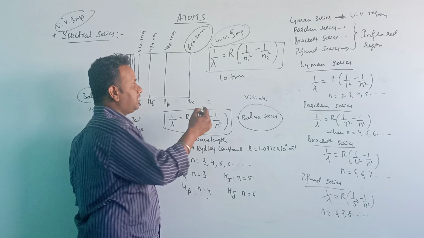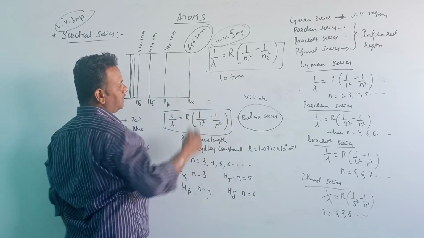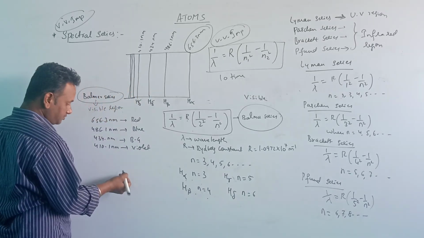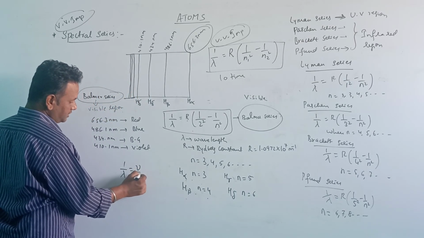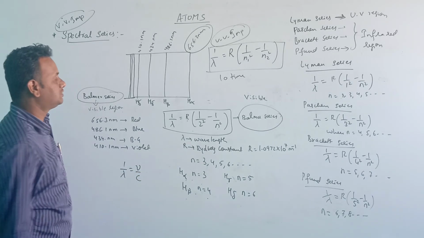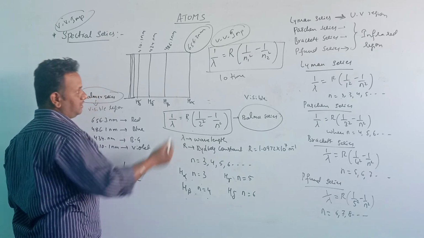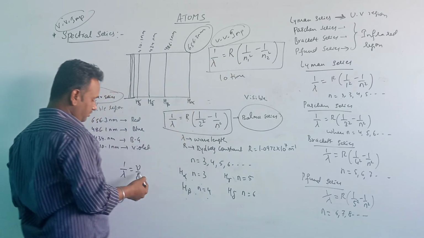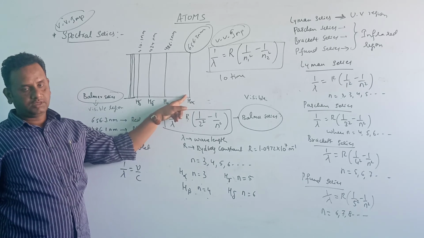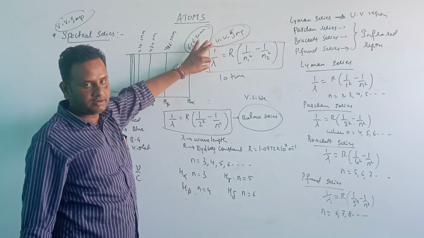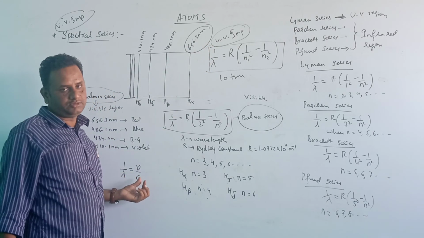We can also find the frequency here. How can we find the frequency? As we know, 1 by lambda can be written as nu by c. If I replace this 1 by lambda with nu by c here, then I can calculate the frequency of this particular line also. As we are finding the wavelength here, we can find the frequency also.